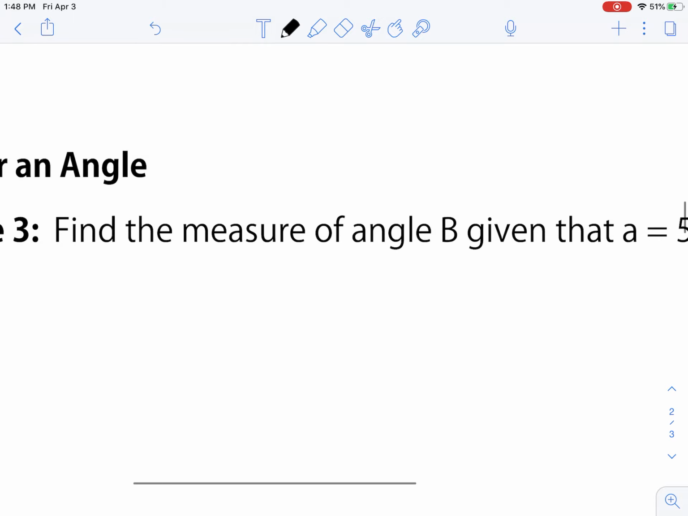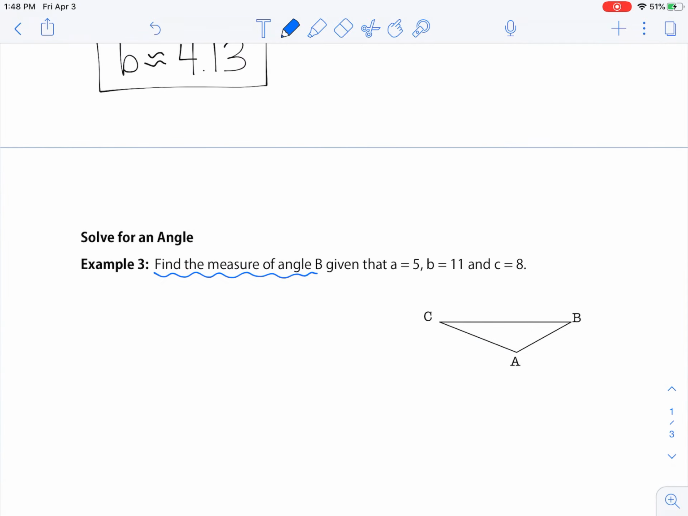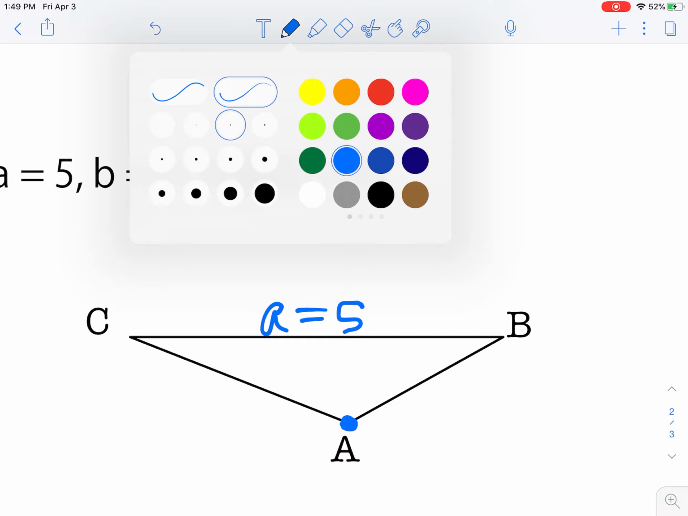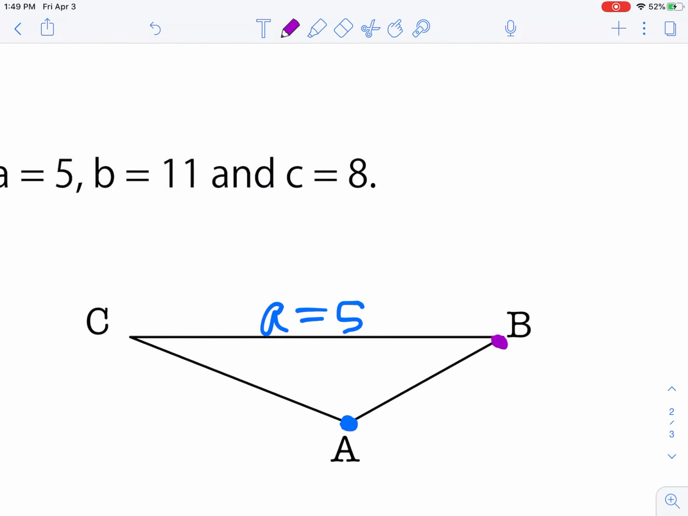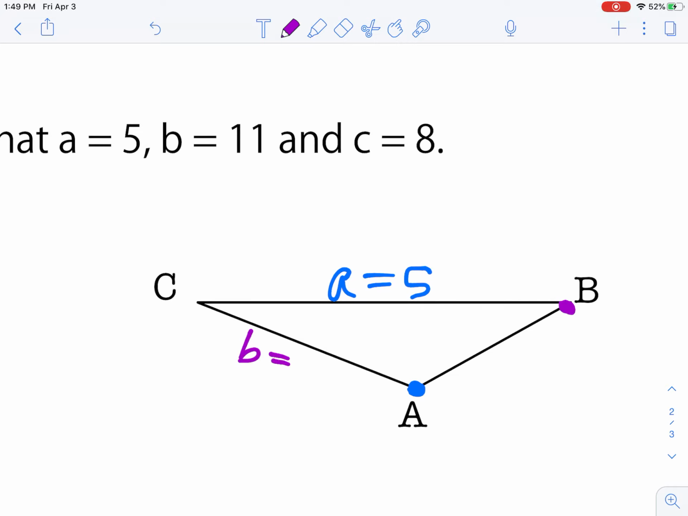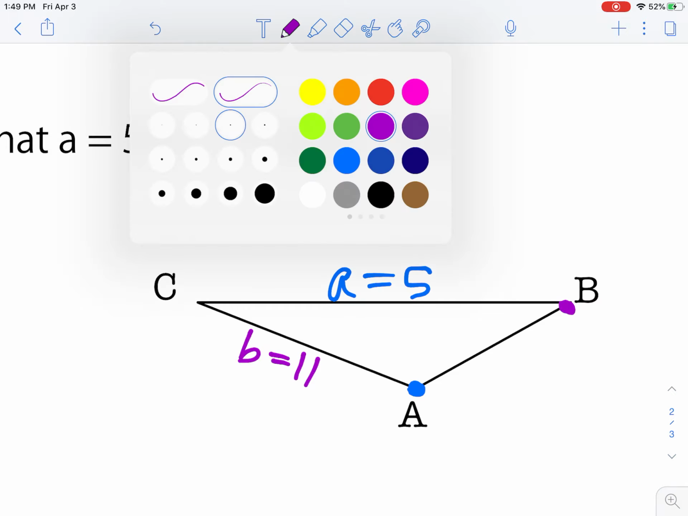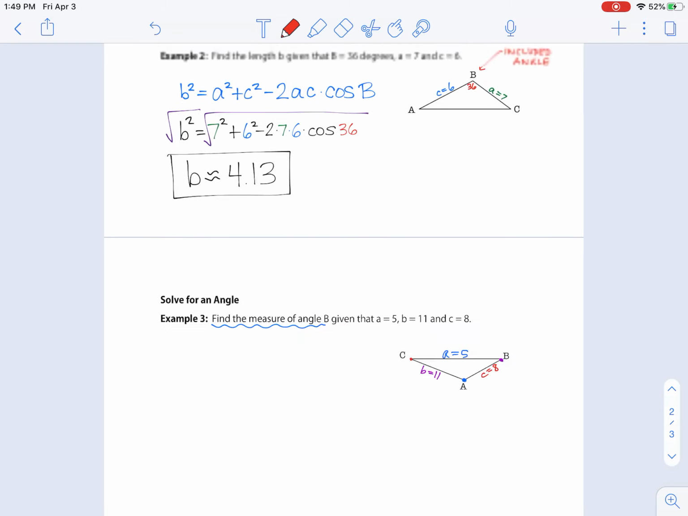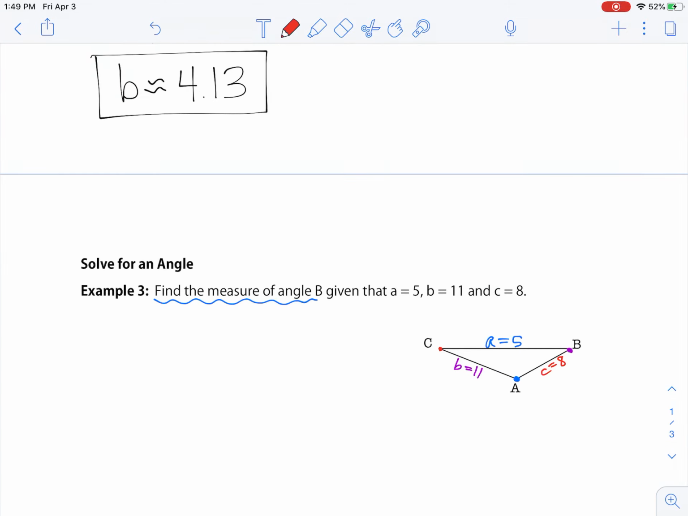So our goal today is to find the measure of an angle. Given that, this is the situation when we have all 3 sides. So side A, which is located opposite of vertex A, is 5. So this side here is 5. Side B is located opposite of vertex B. So that means this side over here is 11. And lastly, side C is opposite of vertex C, which means this side over here is 8. So you'll be given that in your homework.